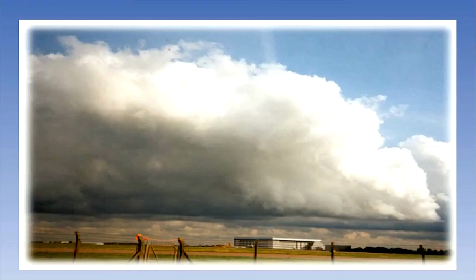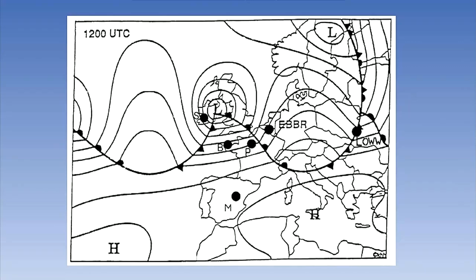But how does the METAR code relate to the actual weather being experienced on the ground? In this example, our synoptic chart shows a frontal depression approaching northwestern Europe, with a ridge of high pressure following to the west. Additionally, an area of high pressure is centered over the Mediterranean.